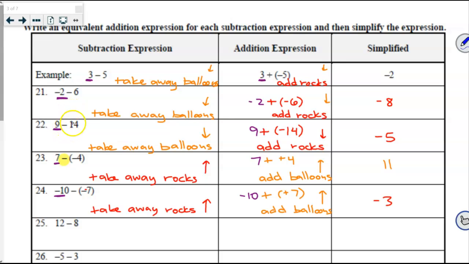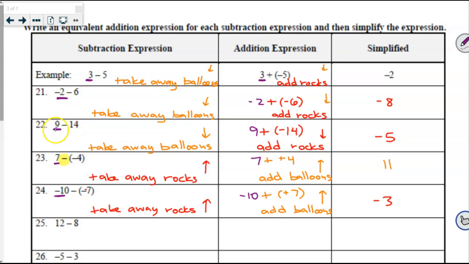So I am taking away balloons. And we just reviewed this at the very beginning of the lesson. When I take away balloons, the basket goes down, because we don't have as many balloons pulling it up. What else can I do to make the basket go down? We can add rocks. So I'm changing the problem from a take away balloons problem to an add rocks problem.